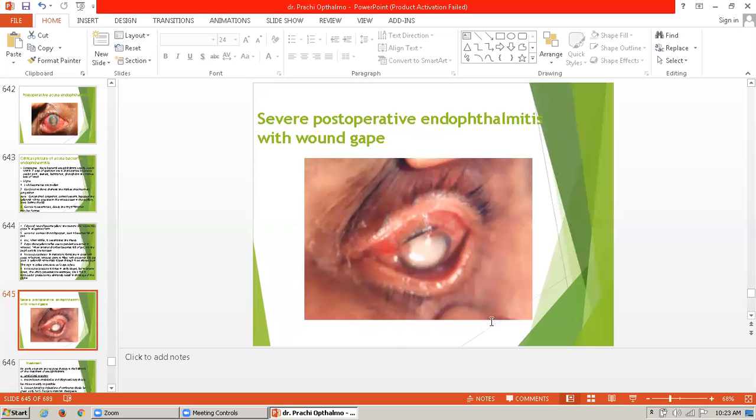So this is a severe post-operative endophthalmitis with a wound gap. As we studied, post-operative endophthalmitis shows a wound gap. So this is a diagrammatic representation of this.